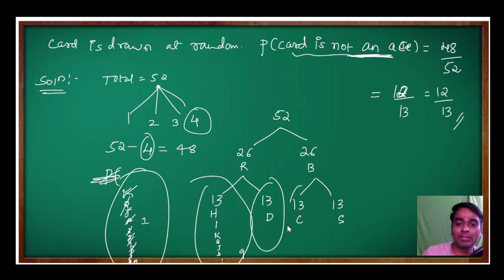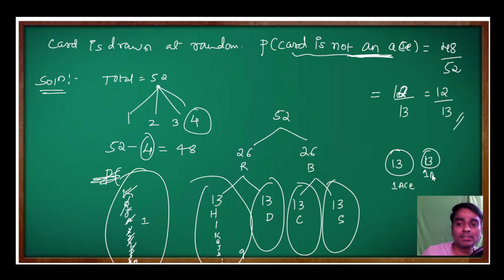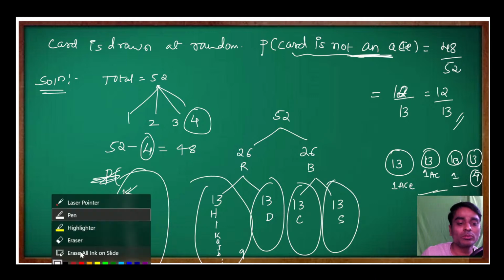13, 13 everywhere. So every 13, like 1 set of 13 cards will have 1 ace. Another 13 set will have 1 ace. Another will have 1 and another will have 1. So total 4 aces will be there. Hope you know. Remember this chronology of cards.